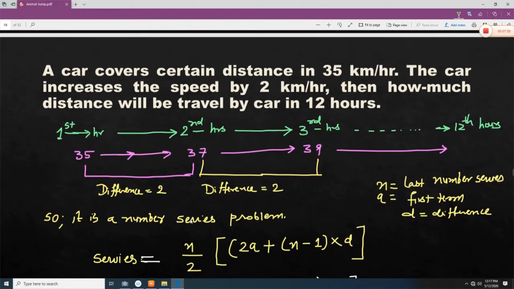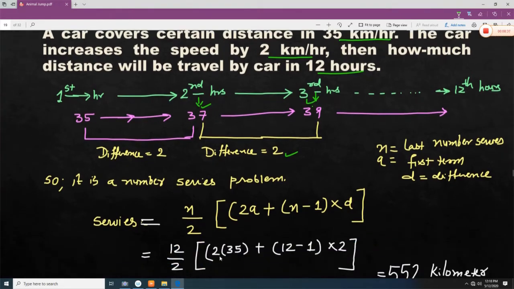A car covers a certain distance, 35 kilometers in an hour. The car increases the speed by 2 kilometers. Then how much distance will be traveled by the car in 12 hours? So let's say in the first hour it is 35 kilometers, in the second hour it is 37 kilometers, in the third hour it is 39 kilometers. This way the car is increasing the speed. So if you see, the difference is 2. 37 minus 35 is 2, 39 minus 37 is also 2. So this is a number series problem.